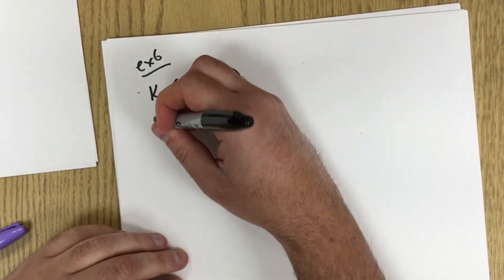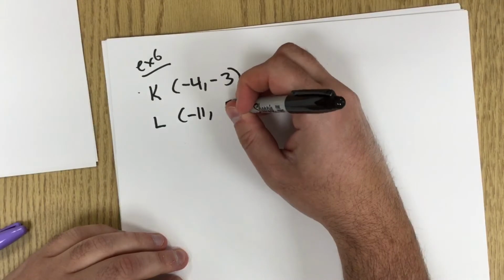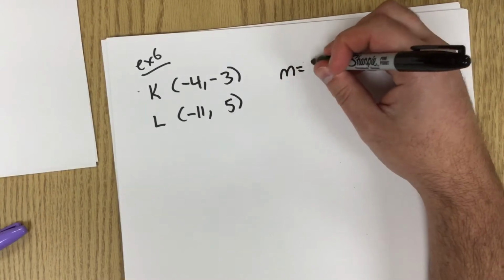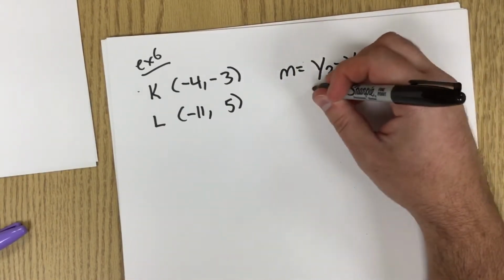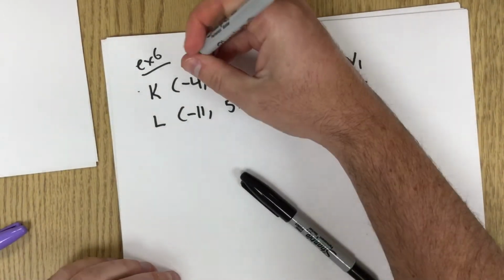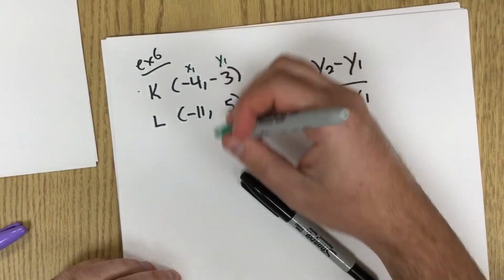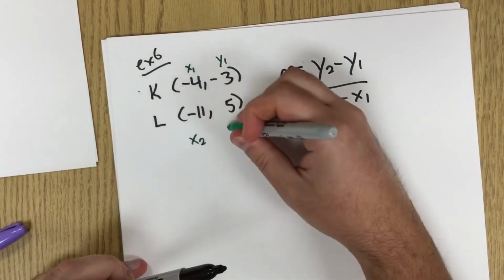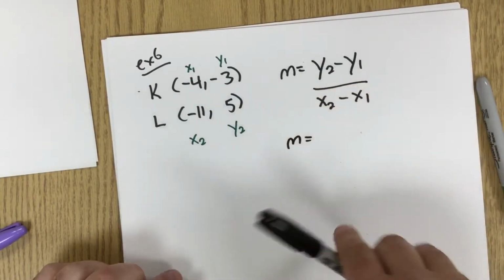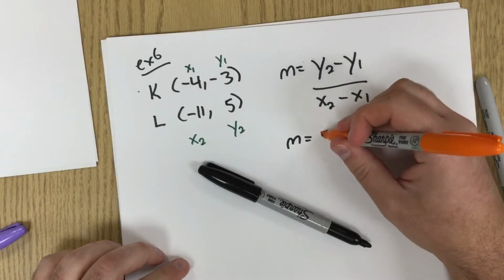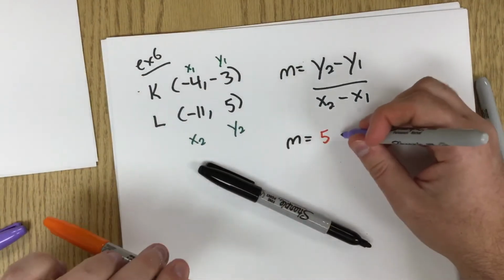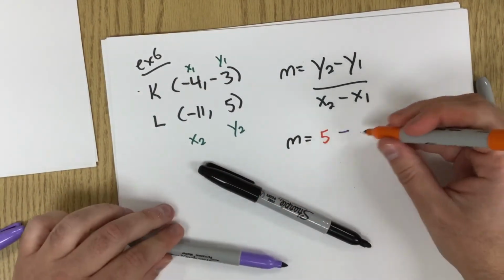K is minus 4 and minus 3. L is minus 11 and 5. So we have a lot of negatives going on here. So slope is y2 minus y1 over x2 minus x1. We should label some stuff. So this is going to be x1, y1. This is going to be the x and y of the second point. So the slope is going to be y2 is 5. Subtract. Y1 is negative 3.